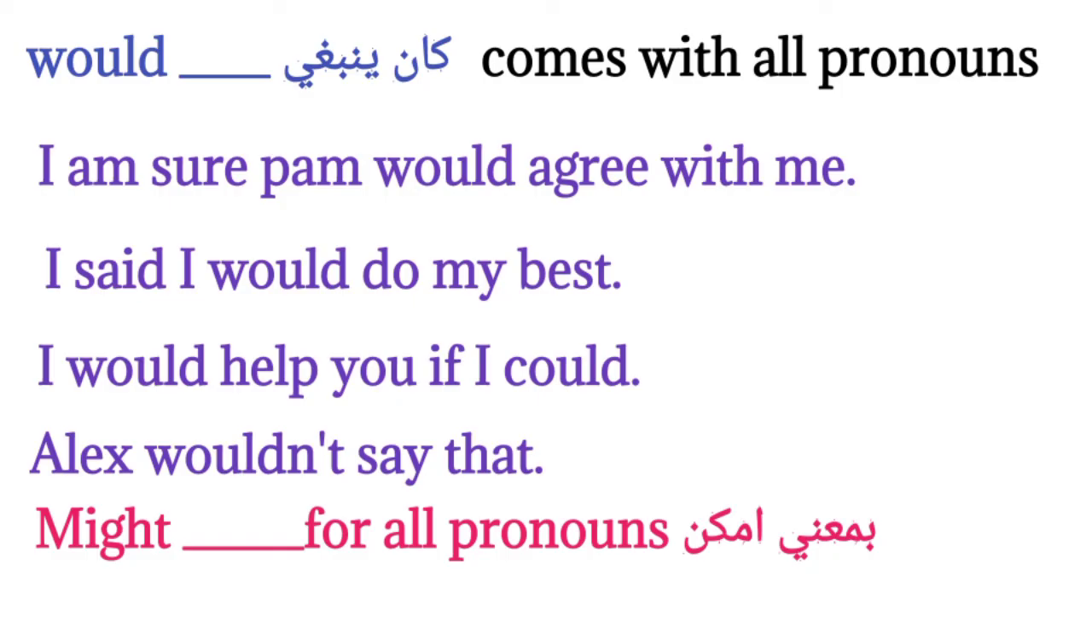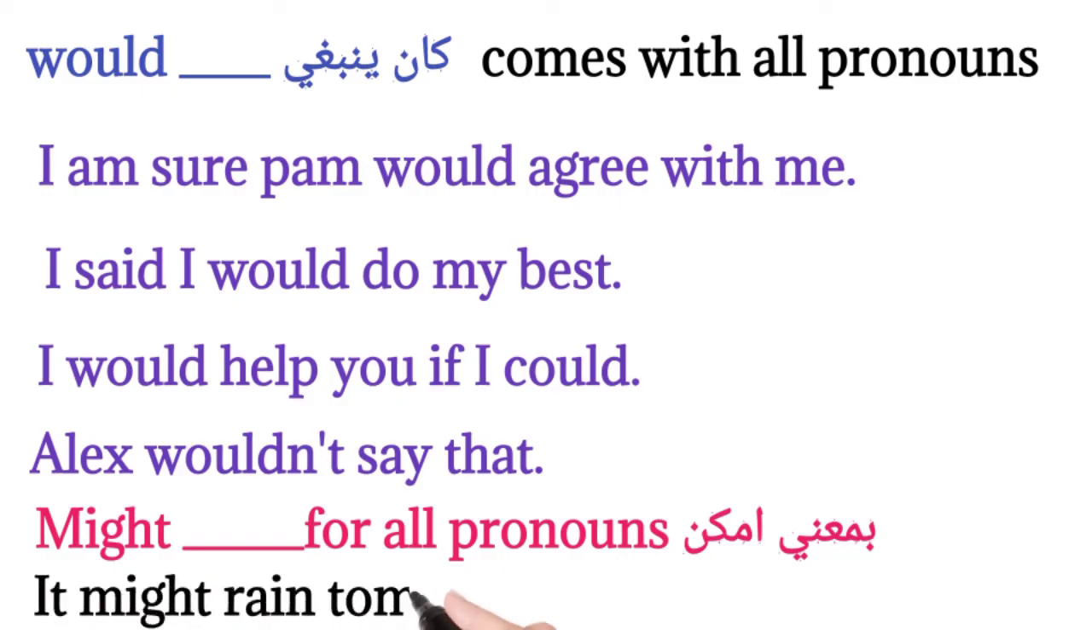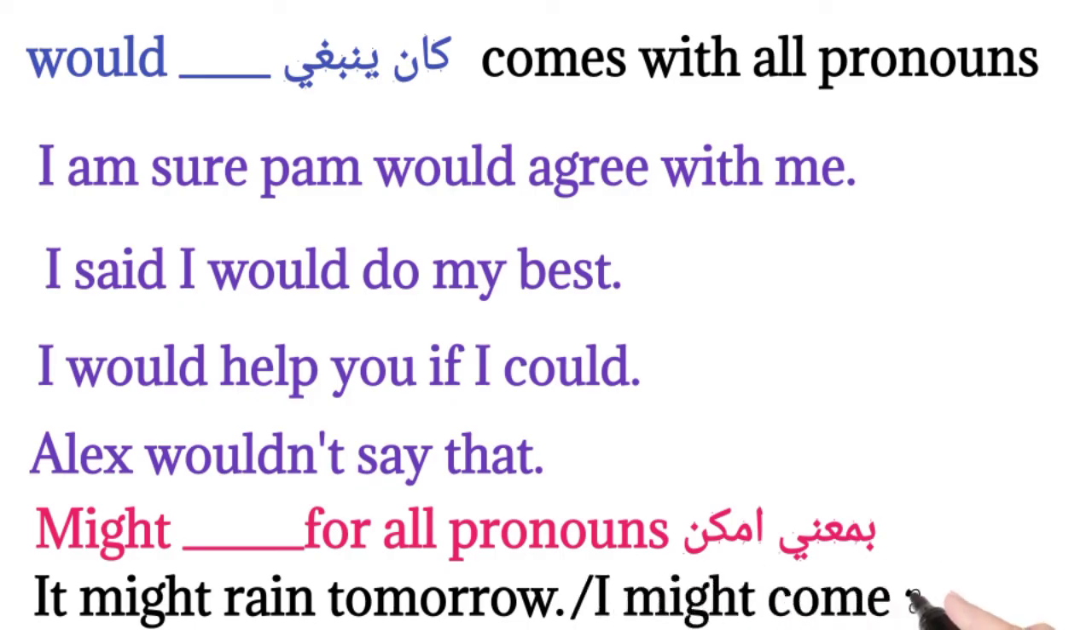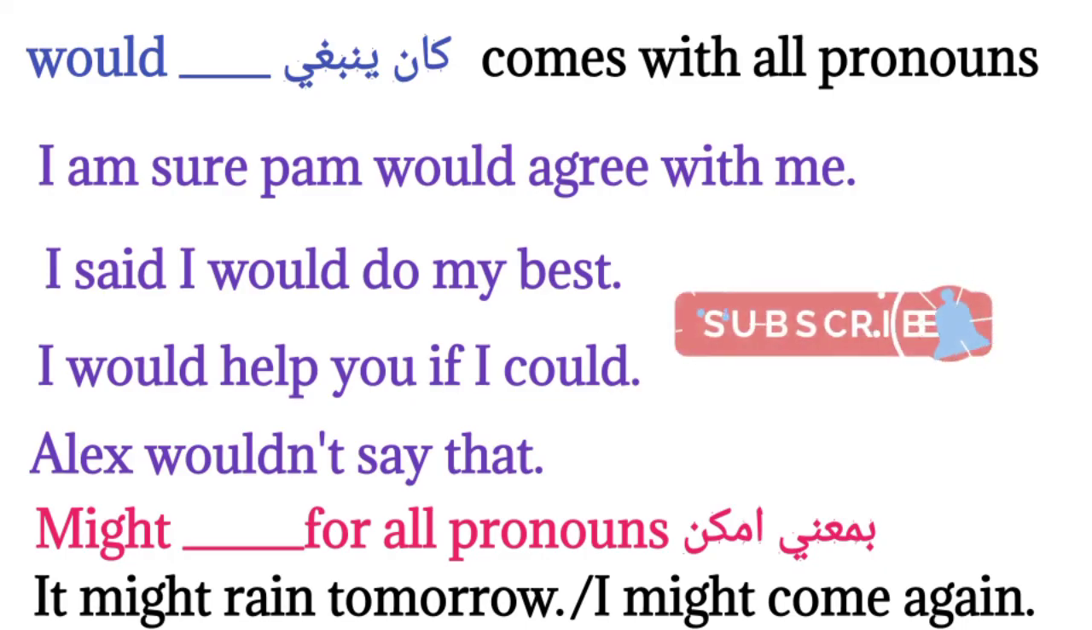Might بمعنى أمكن، past of may in the past for all pronouns، تستخدم في الماضي. It might rain tomorrow. من المحتمل أن تمطر غدا. I might come again. من الممكن أن آتي مرة أخرى. ونستطيع استخدامها للتعبير عن المستقبل.